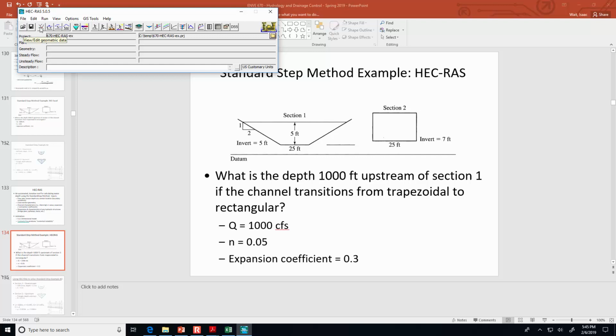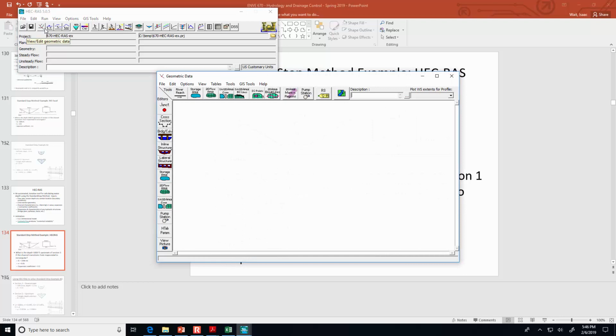So what we do is we're going to create a geometry that summarizes what we're looking at. And so we're going to do view/edit geometric data. And when you click on that button, it's going to bring up this window. So click on view/edit geometric data. And then we have this window. The first thing we have to do is, this is going to be a top view of the river. And we're only going to have 2 locations that we start with.